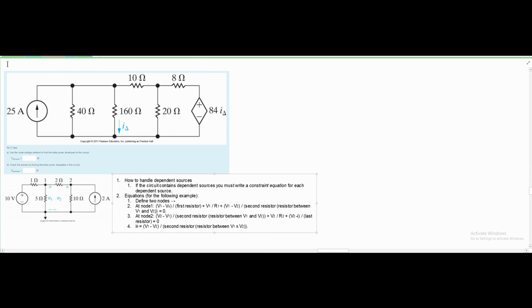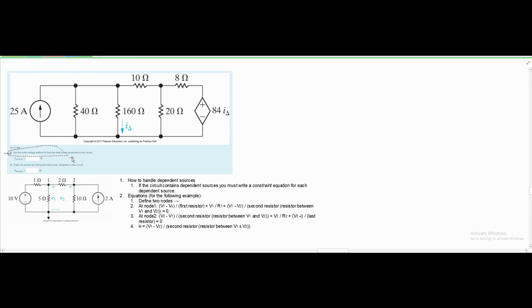Disclaimer, this problem is huge. First, we are given a pretty big circuit diagram here, and then in part A we are asked to use the node voltage method to find the total power developed in this circuit. So we need to find the power delivered. After this, we are going to check our answer by finding the total power dissipated in our circuit.